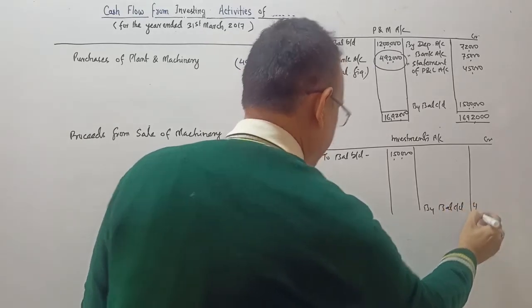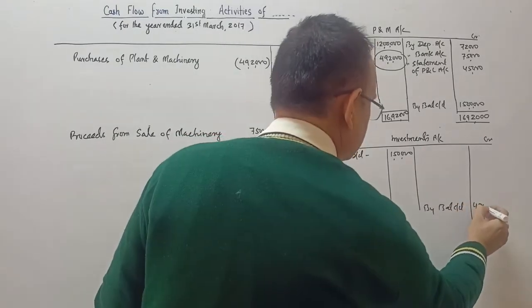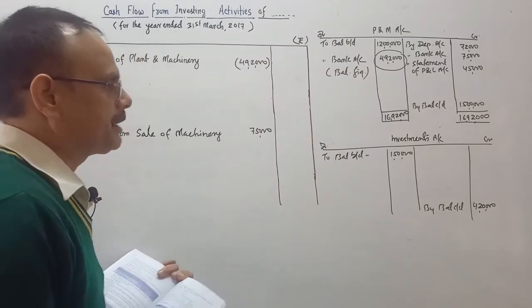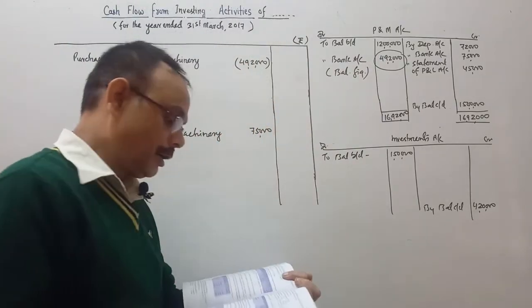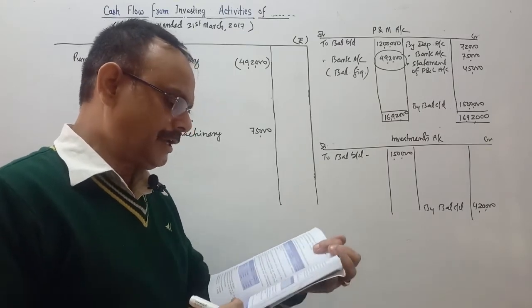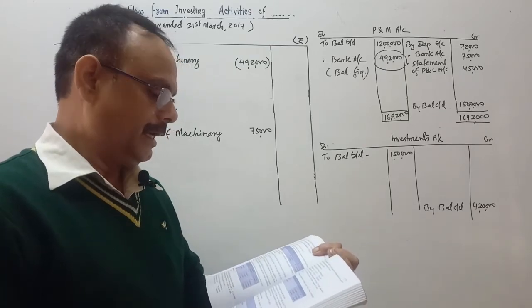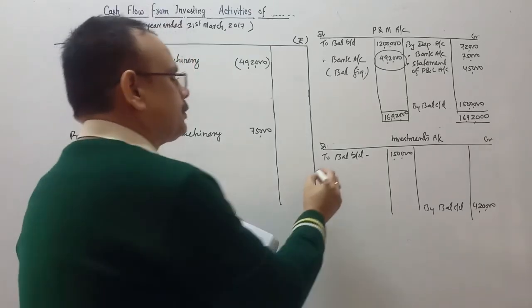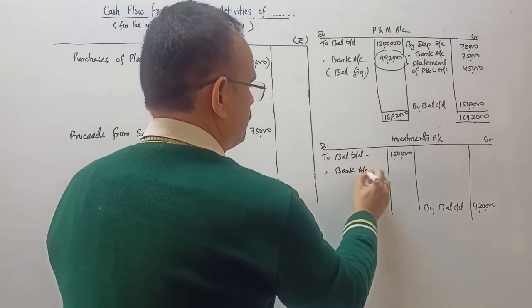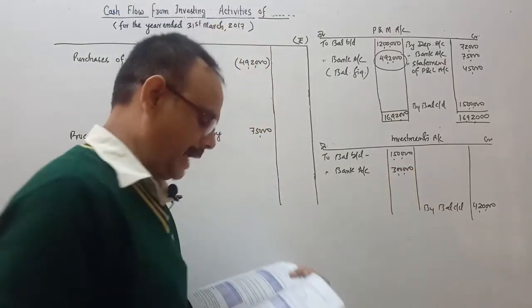It is 4,20,000, the closing balance of investment. Now see the information related to investment given in additional information point number 3. Investments were purchased for rupees 3 lakhs. When we purchase the investment, it is paid through the bank account. I have written 3 lakhs.